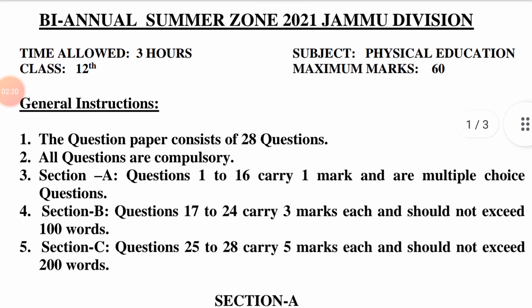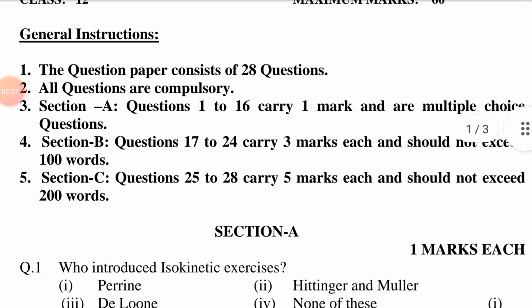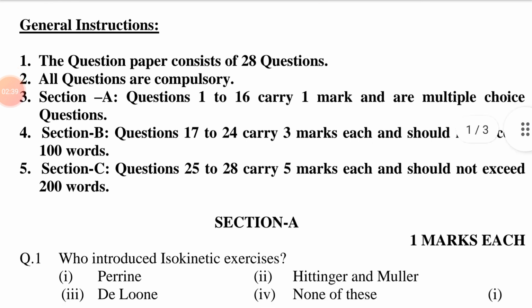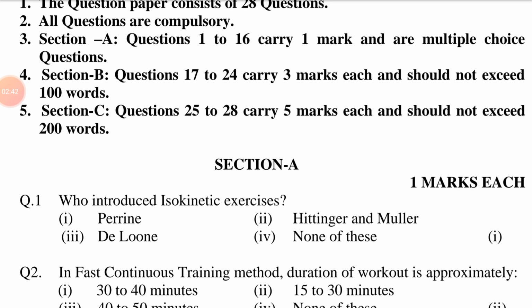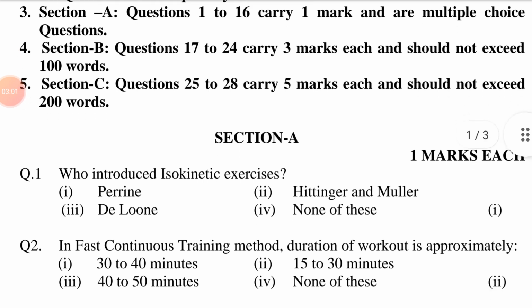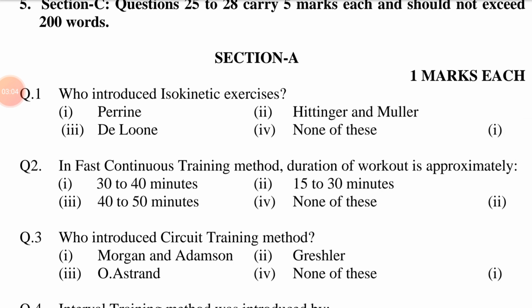General instructions. The question paper consists of 28 questions. Number 2. All questions are compulsory. Number 3. Section A, questions 1 to 16 carry 1 mark each and are multiple choice questions. Number 4. Section B, questions 17 to 24 carry 3 marks each and should not exceed 100 words. Number 5. Section C, questions 25 to 28 carry 5 marks each and should not exceed 200 words. Section A, 1 mark each.